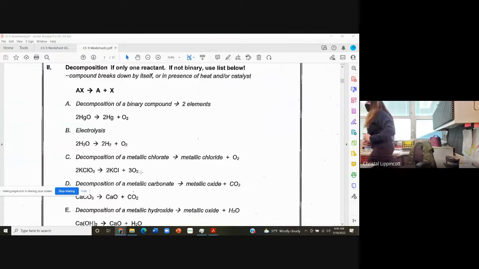You guys need this sheet, okay? This sheet will be used for any test or quiz in here. You do not need to memorize it. You just need to know how to use it.